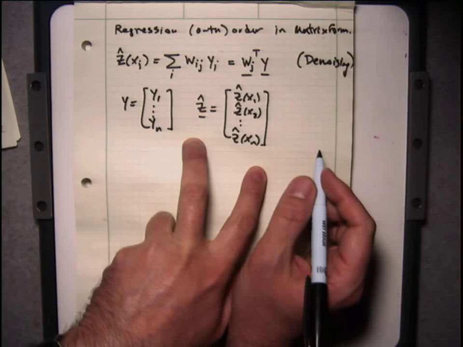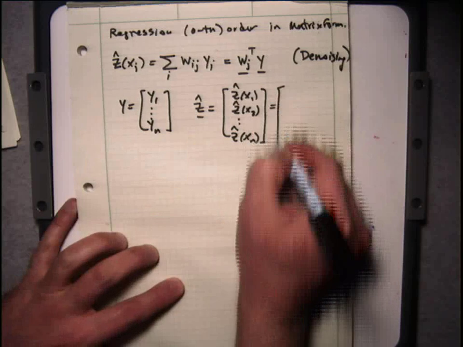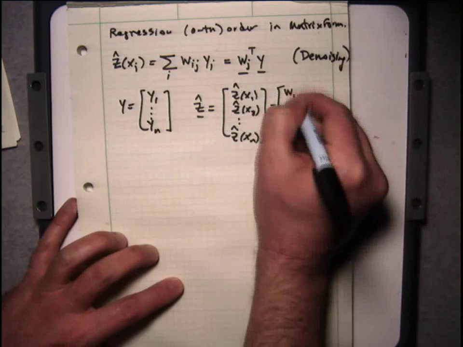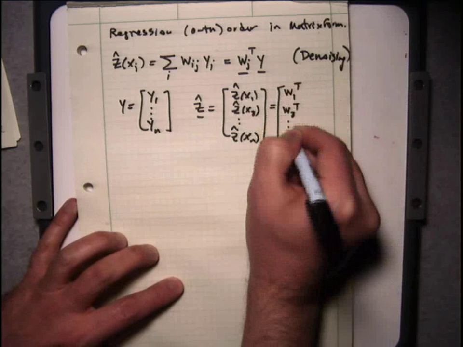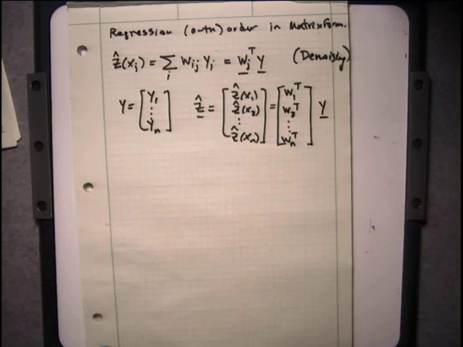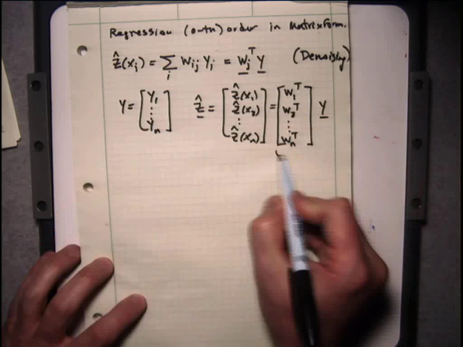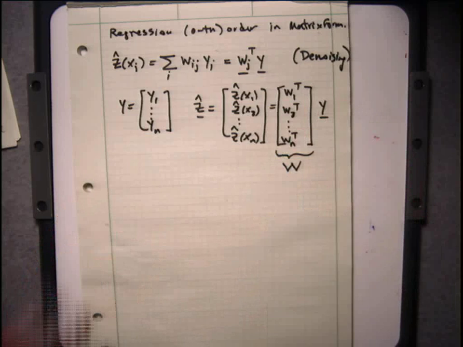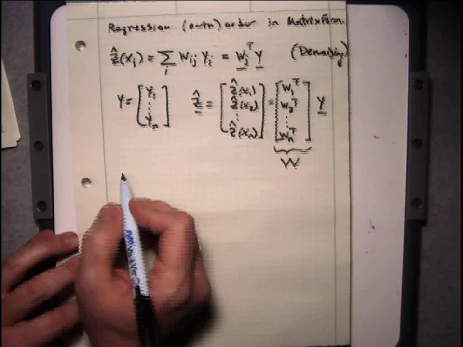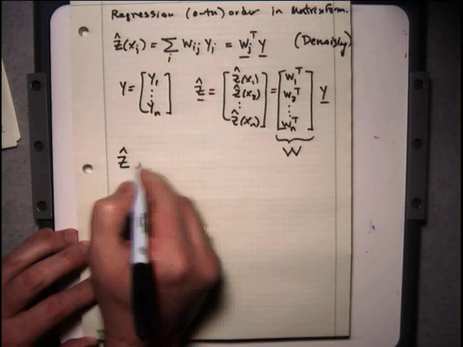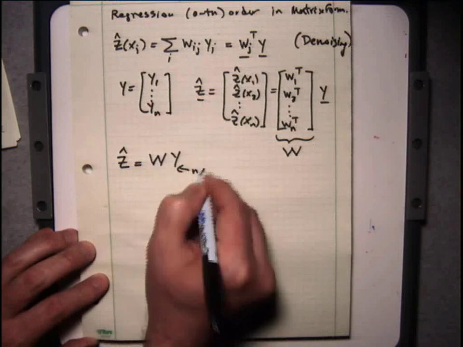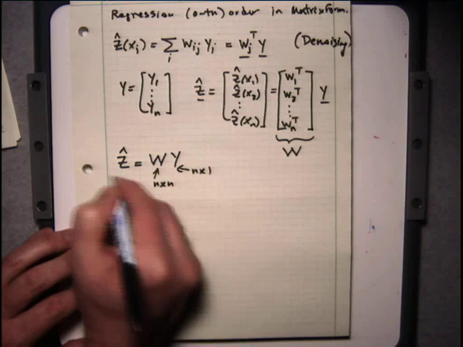If you write it this way, each one of these w's can be put in a row of a matrix. So w_1 transpose, w_2 transpose, and so on through w_n transpose, the whole thing times y. Now we can call this W, just some big matrix W, the rows of which are these guys. So let's rewrite the whole thing: z hat equals W y. And so this is n by 1, this is n by n, and this is n by 1.